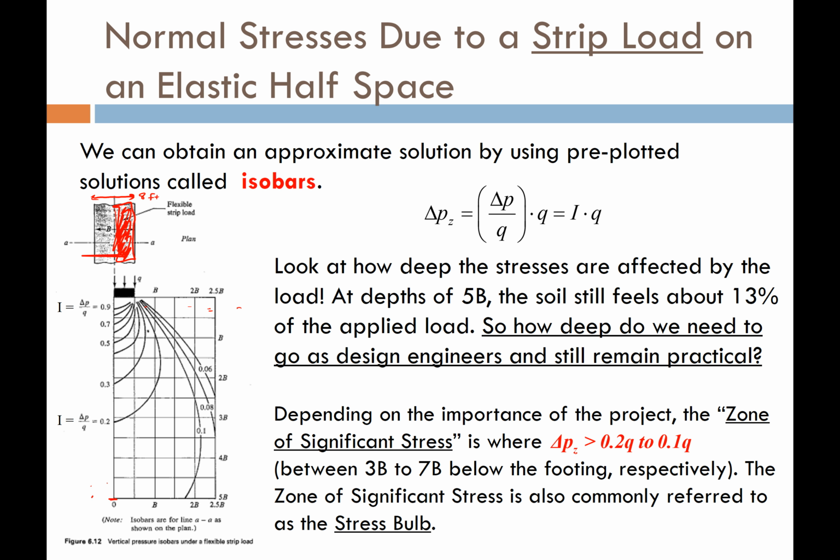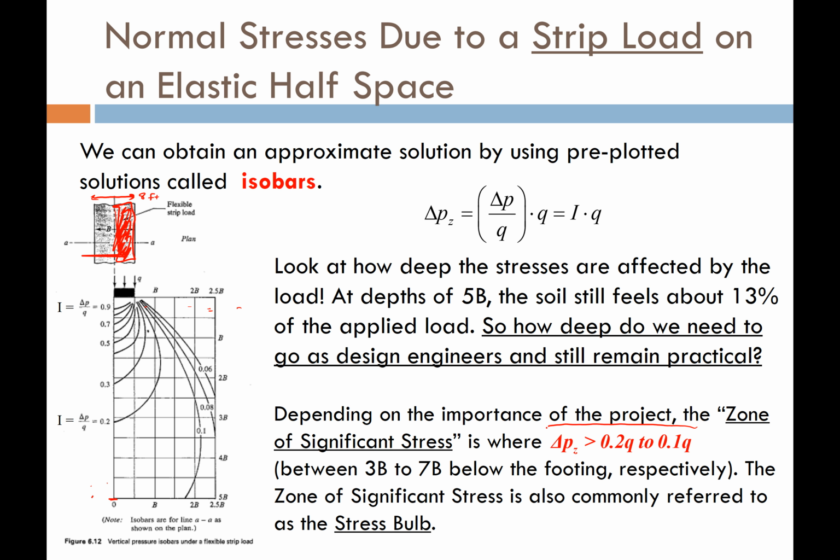So we call the zone of the stress bulb that we're worried about the zone of significant stress. That's an important term for me, and I want you to become familiar with it and know what it means. The zone of significant stress is the zone beneath our load that we're worried about. Anything that's outside that zone, we don't care about. We're going to assume that it's not going to have a significant impact on the soil.